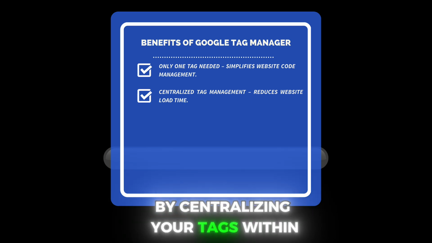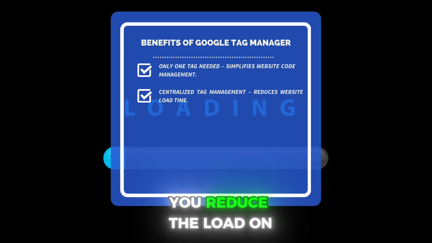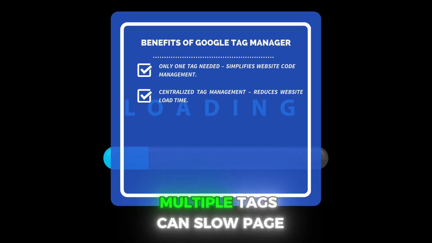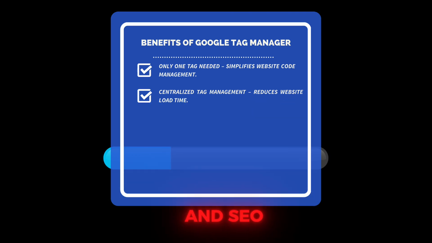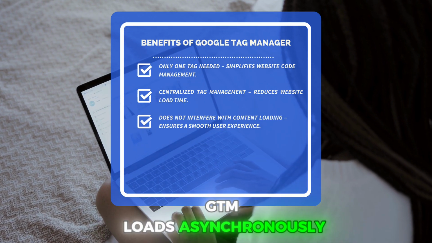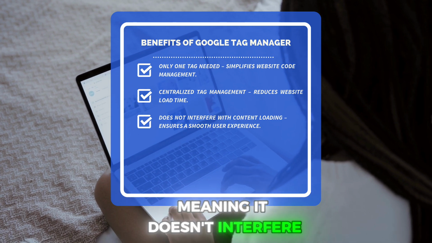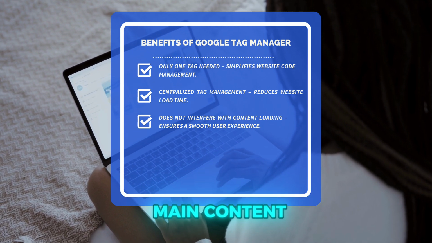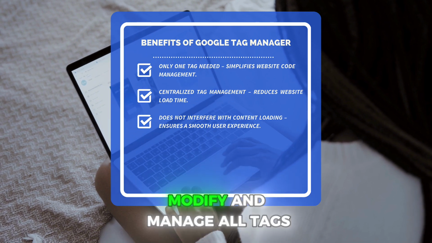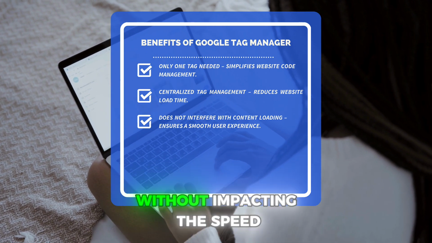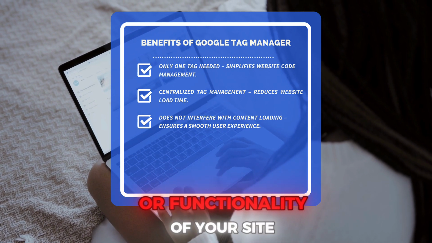By centralizing your tags within Tag Manager, you reduce the load on your website. Multiple tags can slow page loading times, which can impact user experience and SEO. GTM loads asynchronously, meaning it doesn't interfere with the loading of your main content, helping to improve site performance. With GTM, you can add, modify, and manage all tags without impacting the speed or functionality of your site.